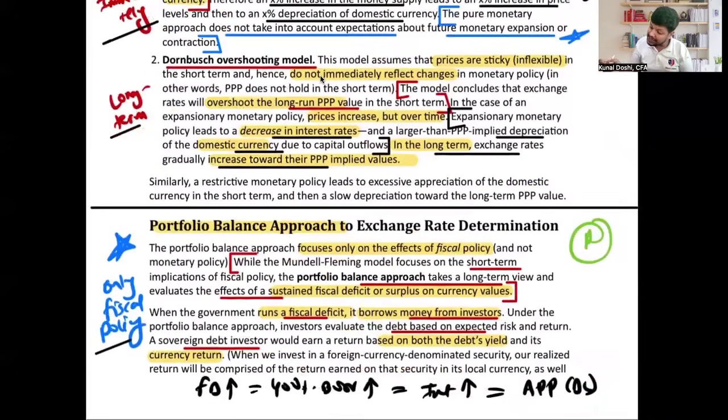The portfolio balance approach, on the other hand, focuses on the effect of fiscal policy. They say that relatively it is fiscal policy which will affect the exchange rate. How? If the economy is in fiscal deficit, the government wants to spend more, so it will borrow more. As the government borrows more, the interest rate goes up and the domestic currency will appreciate. So the appreciation and depreciation is because of the government's decision about borrowing, and that is related to the fiscal deficit. All right.